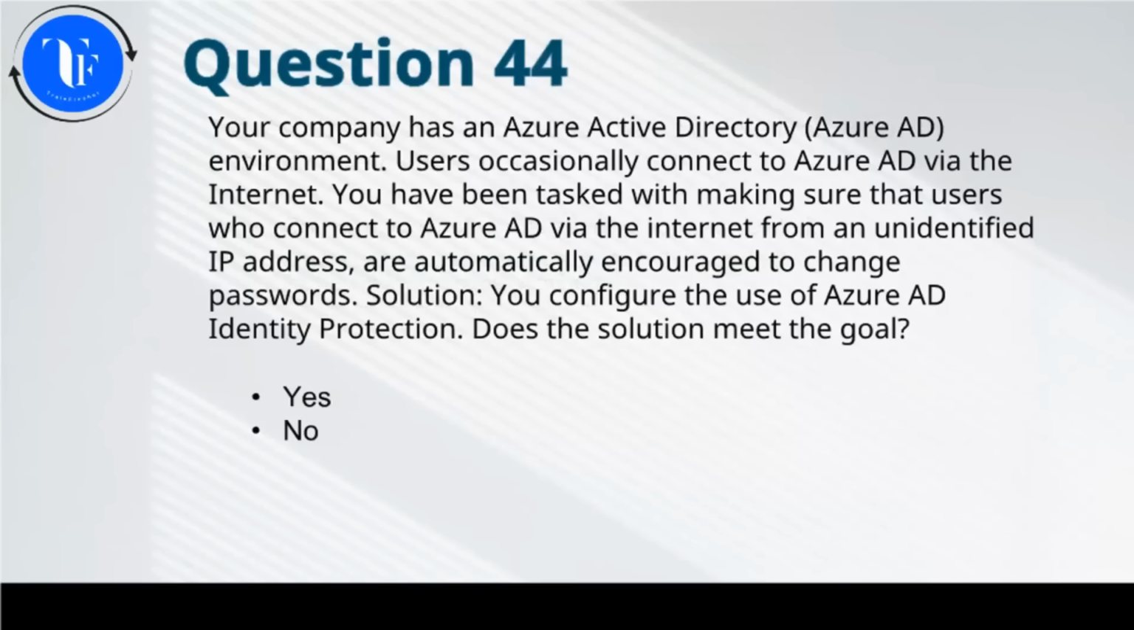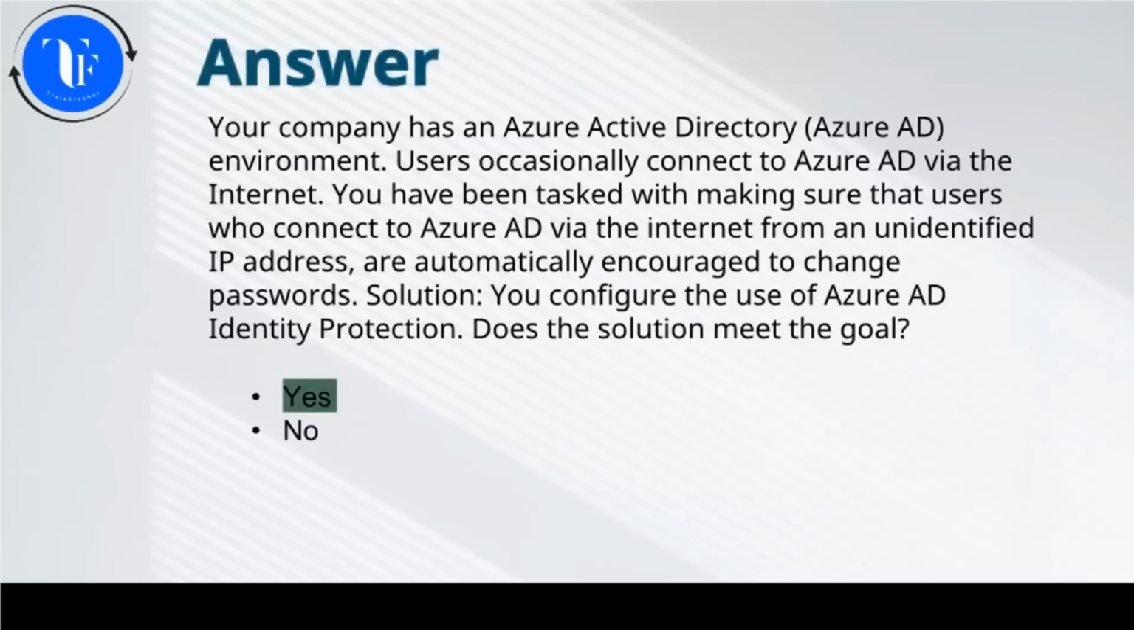Question 44. Your company has an Azure Active Directory, Azure AD, environment. Users occasionally connect to Azure AD via the internet. You have been tasked with making sure that users who connect to Azure AD via the internet from an unidentified IP address are automatically encouraged to change passwords. Solution. You configure the use of Azure AD identity protection. Does the solution meet the goal? Yes, no. Yes, Azure Information Protection has user risk policy which forces users to change password.